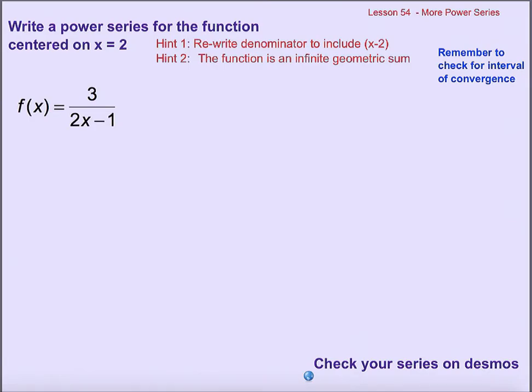In this last video for today, we're going to see some uses for why we might ever want to recenter our Taylor series around something other than x equals 0. So let's take a look at this function, 3 over 2x minus 1, and we're going to write a power series for it. We're going to write it as a polynomial instead of a rational function.